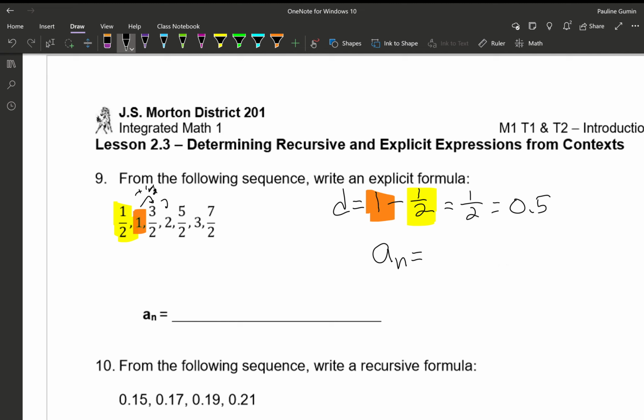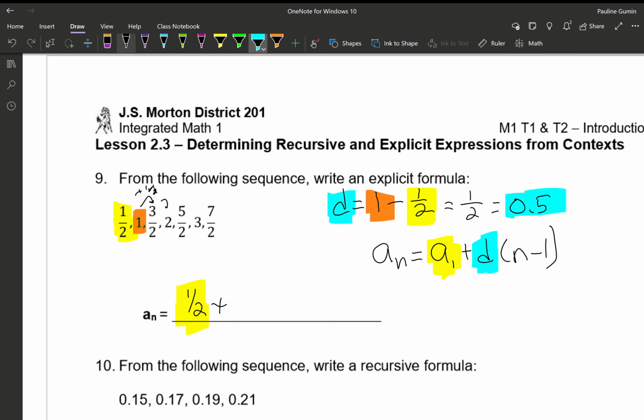All right, Miss Gumin, I had an oopsie in my brains. It's a_1. I just went on automatic. I'm sorry. Plus d times (n minus 1). Okay, so let's replace everything we have. a_1 is actually our first term, so 1 half. Plus d is our pattern. What's our pattern? It's 1 half. And n minus 1 stays n minus 1.